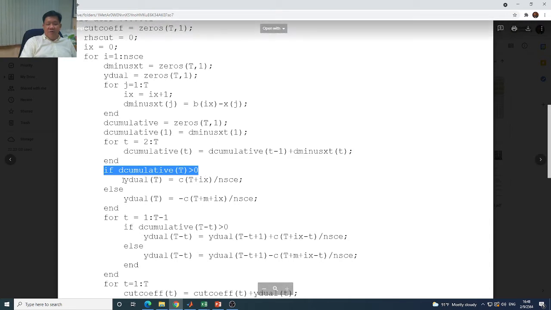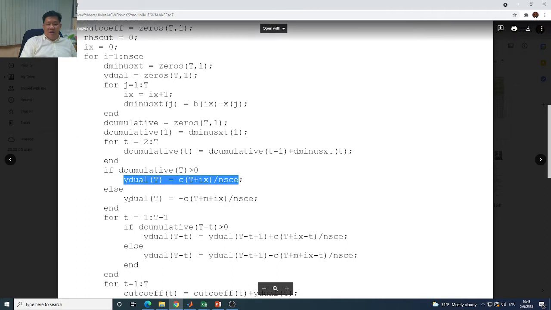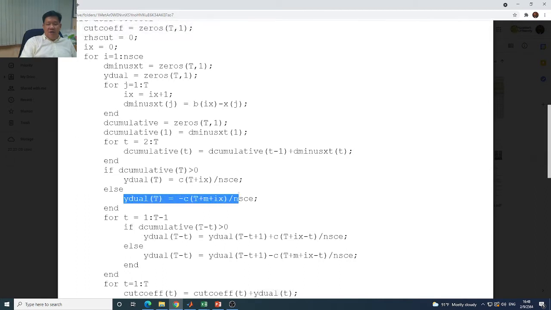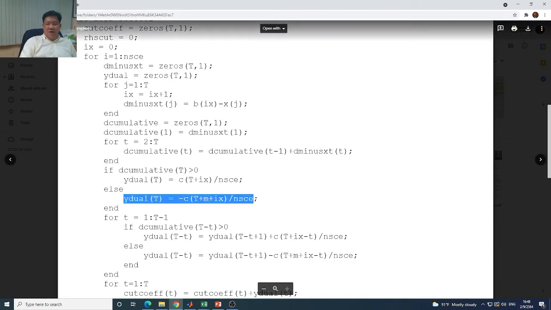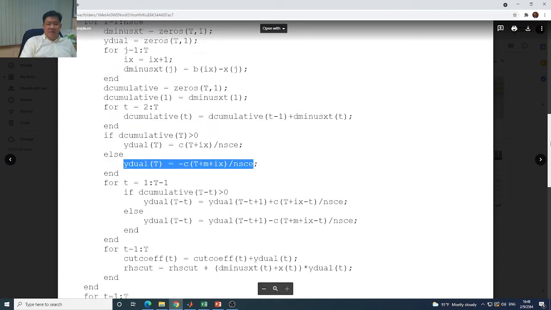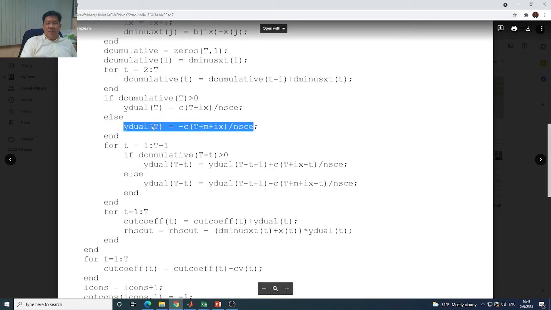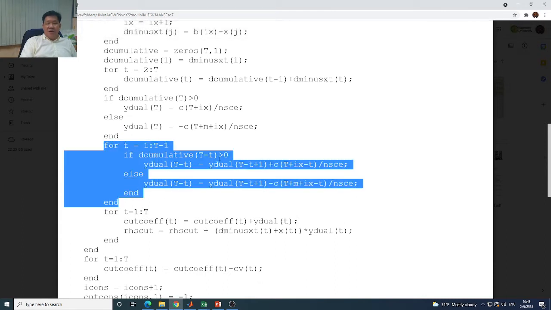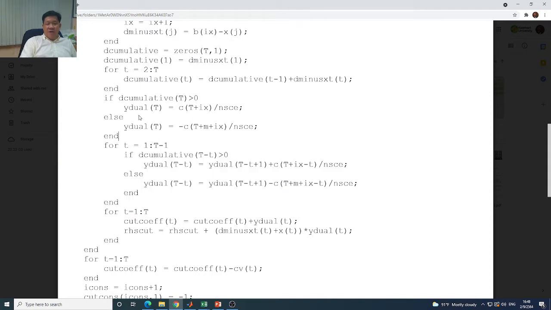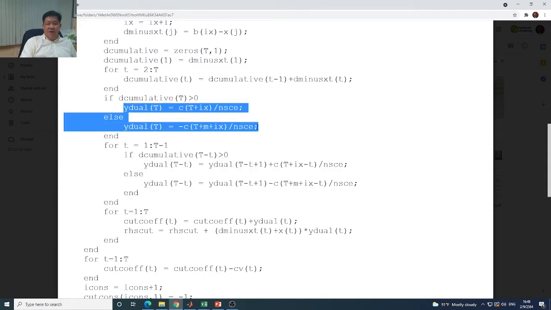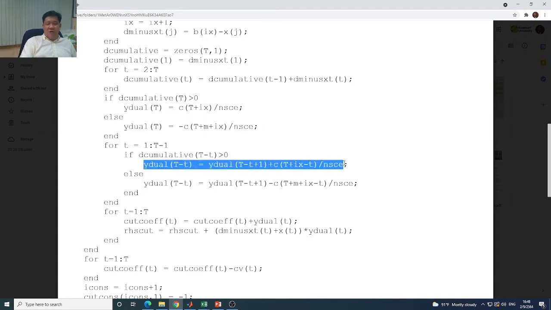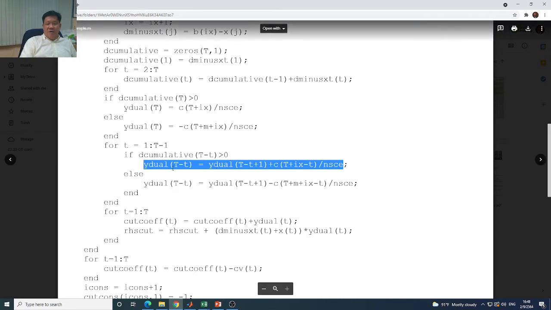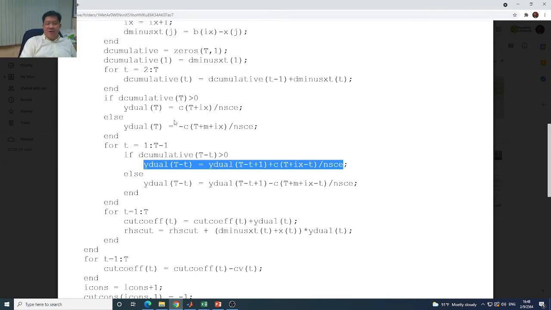And then we check whether this cumulative is greater than 0. If it's greater than 0, you get the exact formula here, y dual. But this is not the real dual variable. The real update of the dual variable has to be in this loop, because when we check the cumulative first, we initially assign the y dual value, but remember that y dual also has a cumulative function. Start computing backward. So this is just an initialization.